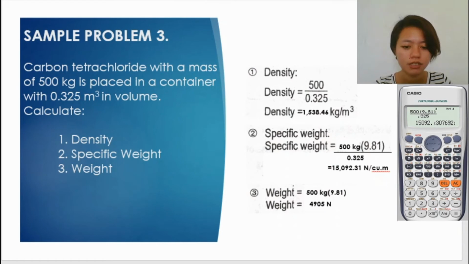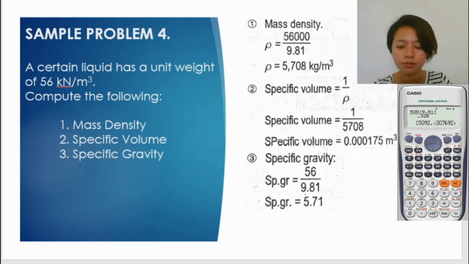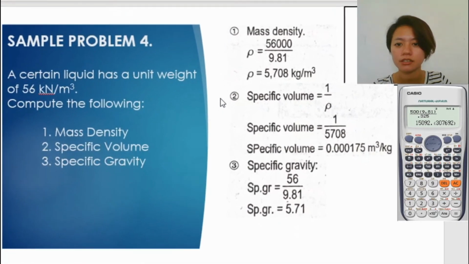Let's proceed with number 3. Number 3 is already covered by our specific weight solution. Simply 500 times 9.81, converting our mass into weight by multiplying the mass by gravity, 9.81. So, we have 4,905 Newton. That was quick, right? So, let's proceed with sample problem number 4.